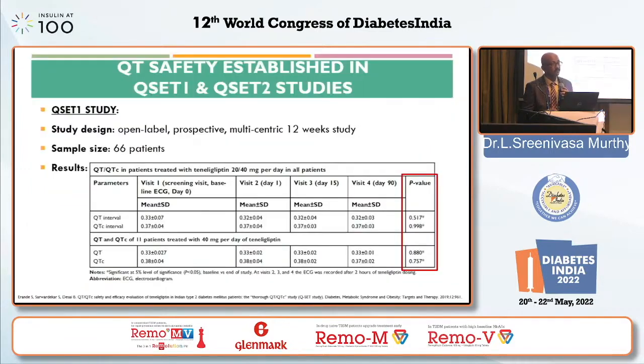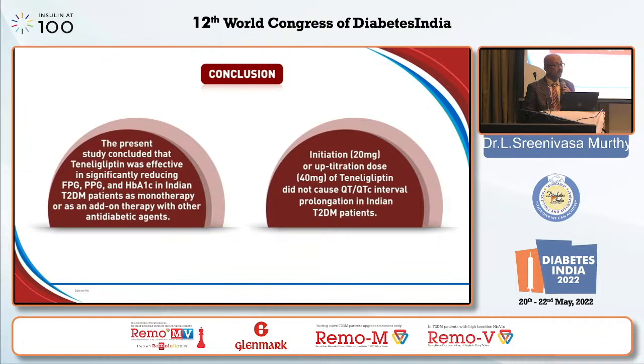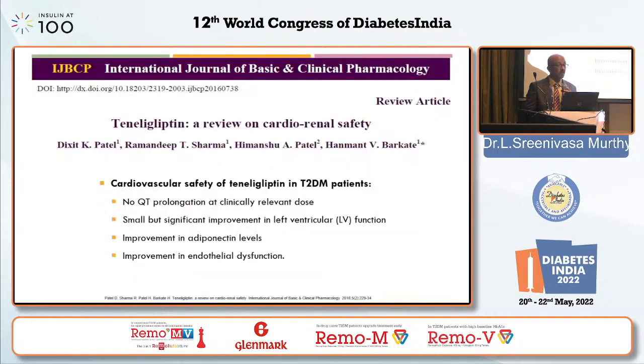And a lot of noise was made about the QT prolongation with teneligliptin, which was seen not at the 20 milligrams or 40 milligrams, which we rarely use. And this is the evidence, again Indian trials, QSET 1 and QSET 2. And what was the conclusion? These studies clearly showed teneligliptin is effective in reducing the A1C, and uptitration from 20 to 40 mg did not cause QTc interval prolongation in Indian diabetic patients. Very clear cut, and these are all seen in very high dosages, which are not routinely used in clinical practice.